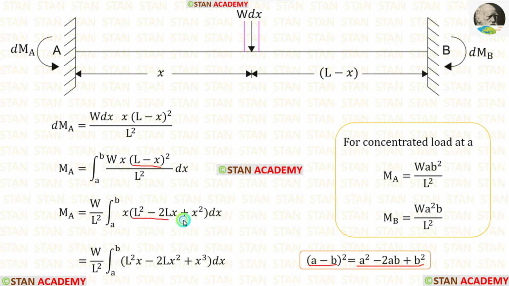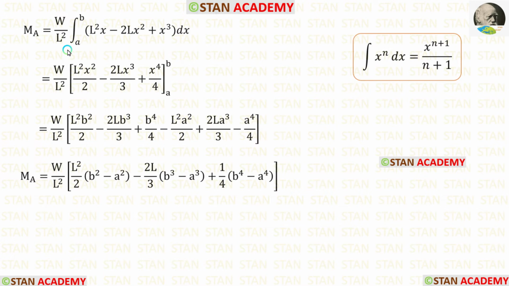Using the formula, we are getting this. Then let us multiply x with this term. When we do that, we are getting this. Then let us go for integration. Using this formula, we can integrate. Then let us apply the limits. We have to be very careful. When we apply the lower limit, we have to change the sign.